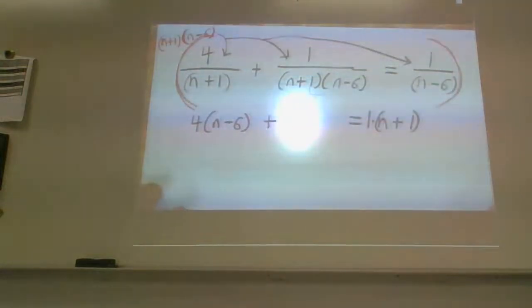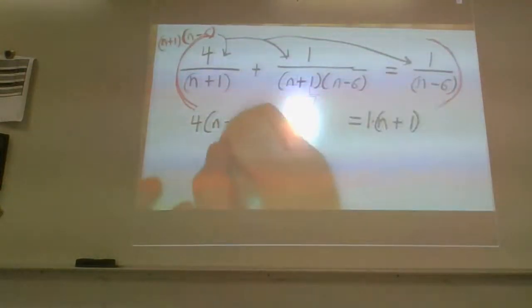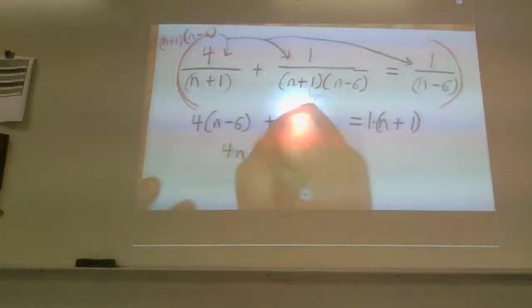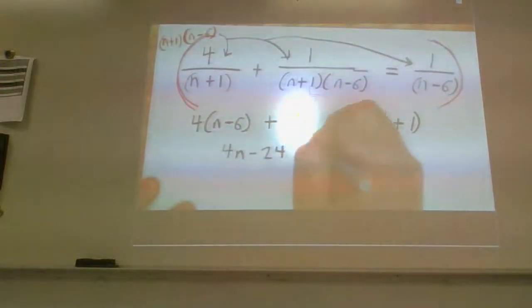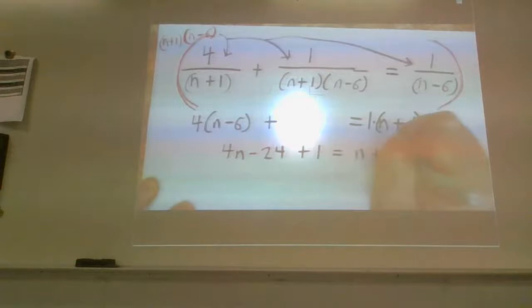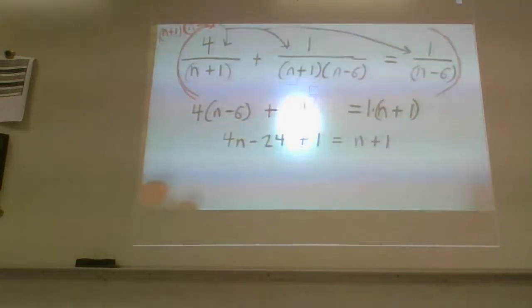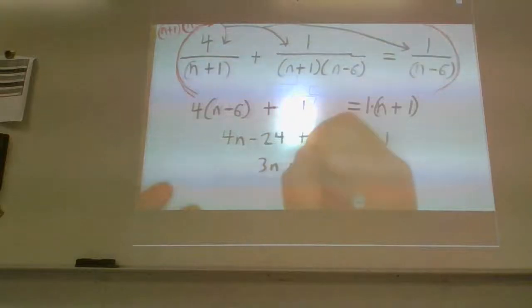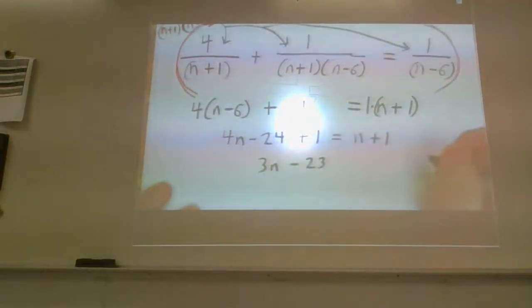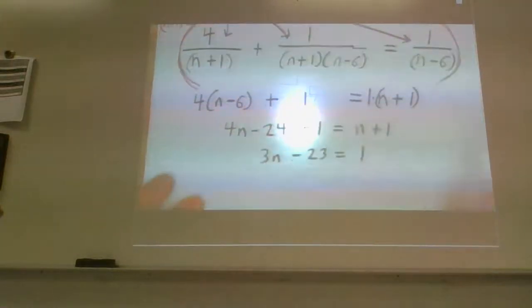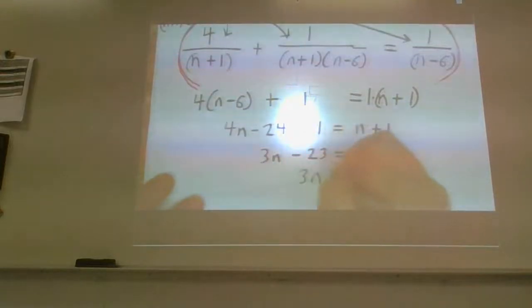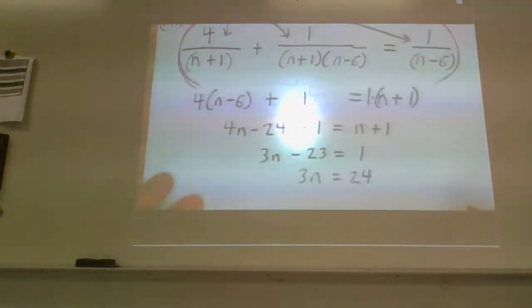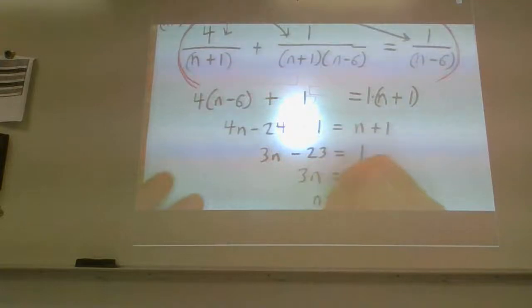Now it's an algebra 1 problem. Now it's a pre-algebra problem. Distribute. Combine like terms, move stuff around. Let's see. 3n minus 23 equals 1. 3n equals 24. N equals 8.